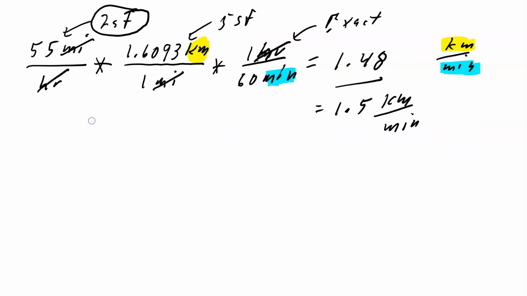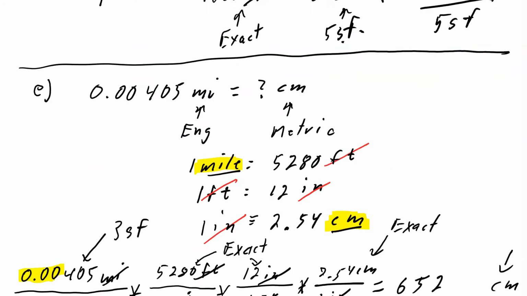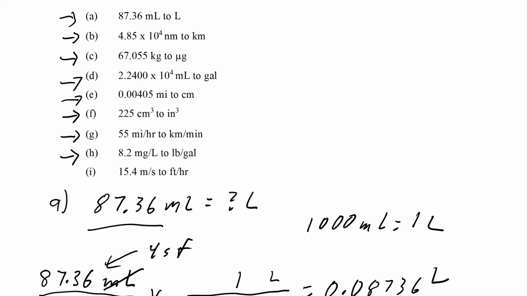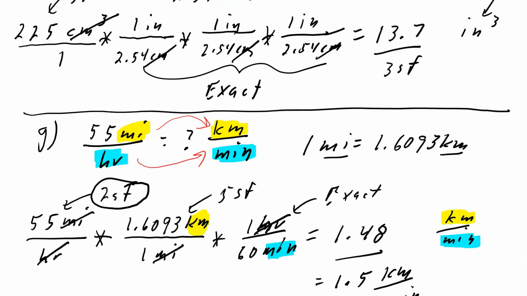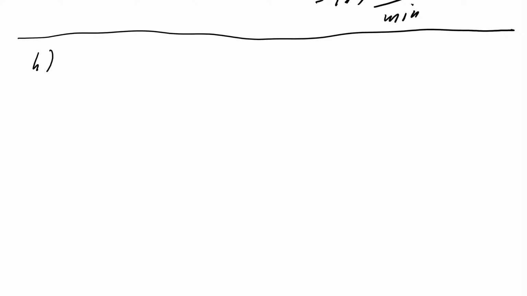Next, H. Let's draw our line here. Write the letter H and scroll up way to the top. Get up there quickly. And H is asking us to convert 8.2 milligrams per liter to pounds per gallon. Compound units again, just like in the previous problem. So we know how to do that. Let's set up again what we're asked to do.